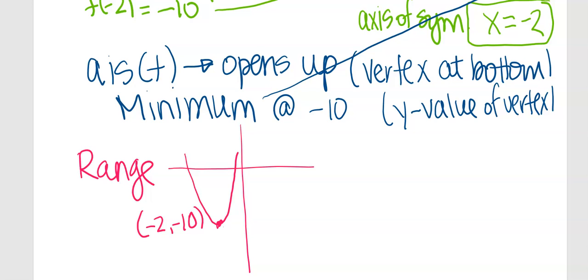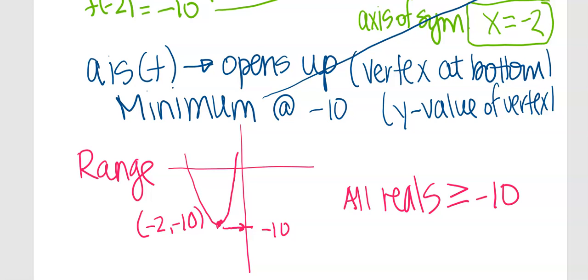So if I follow this over, what y value is this number right here? Negative 10. So is it numbers above negative 10 or below negative 10? Above. So we need to say our range is all real numbers greater than or equal to negative 10. Or no, that's probably a better way to say it. Some say y greater than or equal to negative 10.